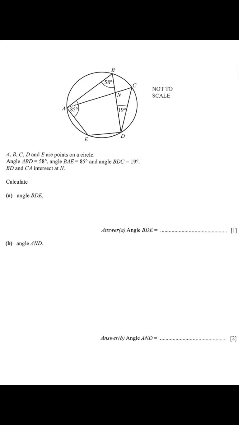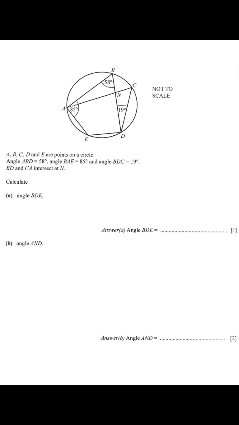A, B, C, D, and E are 5 points on a circle. ABD equals 58, so the angle at B is 58, as you can see on the diagram. BAE equals 85, that's also shown on the diagram. BDC is 19, that's also shown on the diagram. BD and CA, the line from B to D and the line from C to A, intersect or meet up in the middle at N, and you can see that point N also in the middle of the diagram.